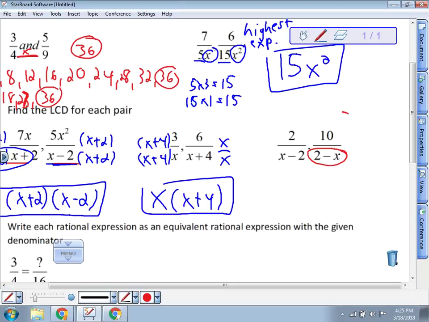I'm going to do that up here. So I'm actually going to say negative x plus 2, right? I just switched these and these. Okay, but now I don't want this negative here. So how do I get rid of it?